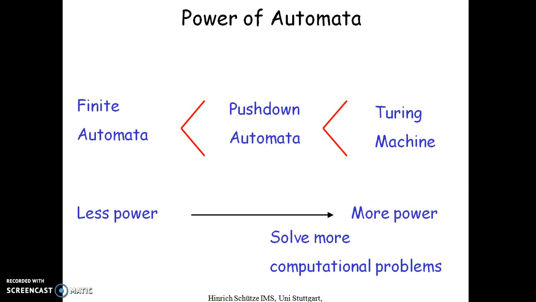Next, if you see the power of the different types of automata, the Turing machine is highly powerful when compared to push-down automata and finite automata, and push-down automata is more powerful than finite automata. This is the hierarchy.